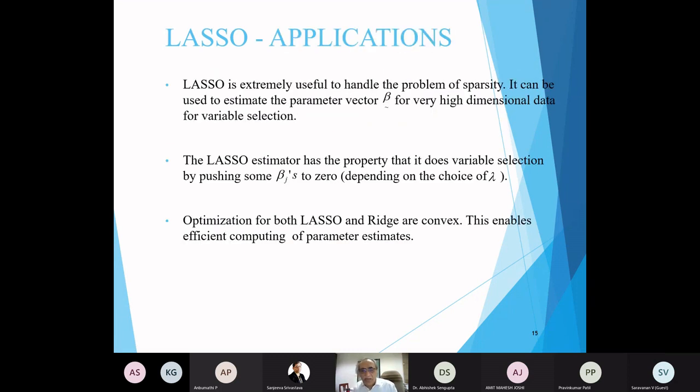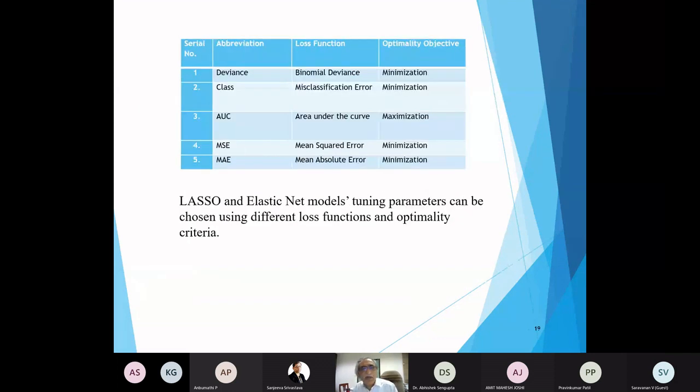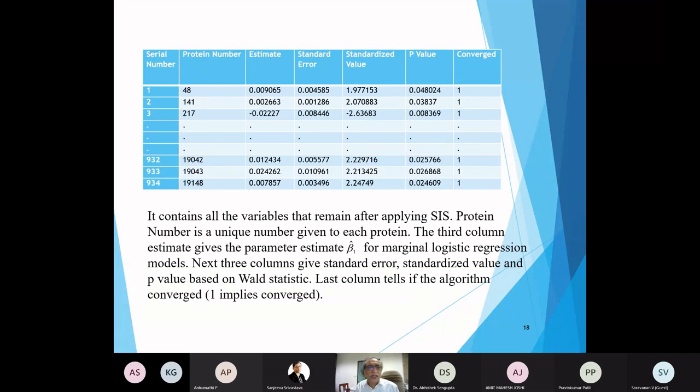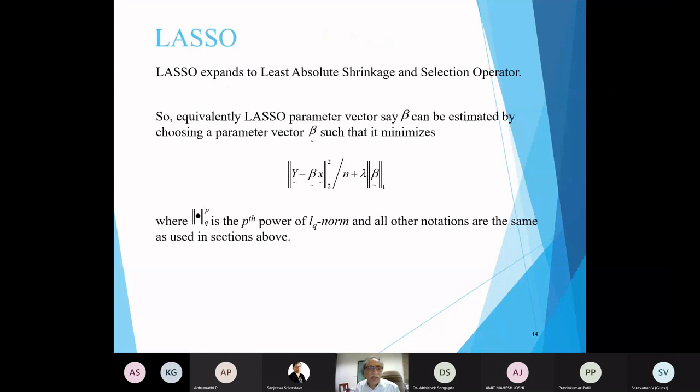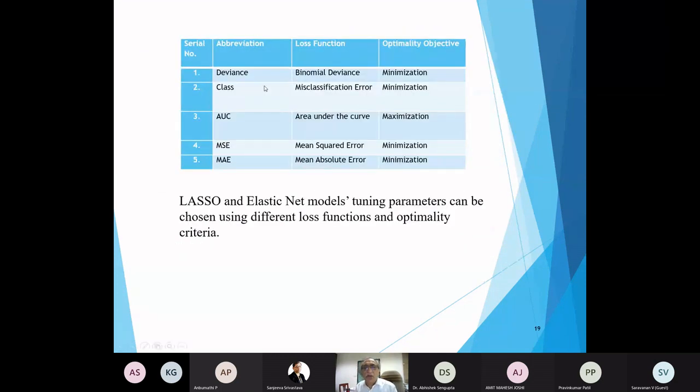So I'm going to skip this, and whatever I just orally mentioned to you, I have mentioned here. This was the result of sure independent screening. Then we employ various criteria, depending on the regression model. For example, I can use various loss functions. For logistic regression, I can use deviance. I can use these various loss functions, and that is what is done.